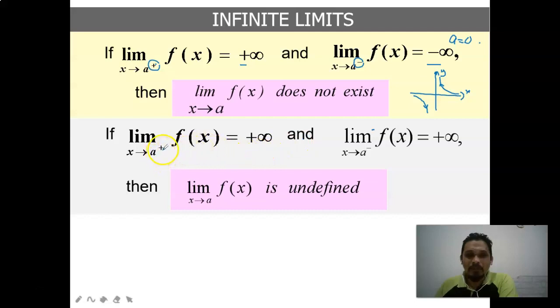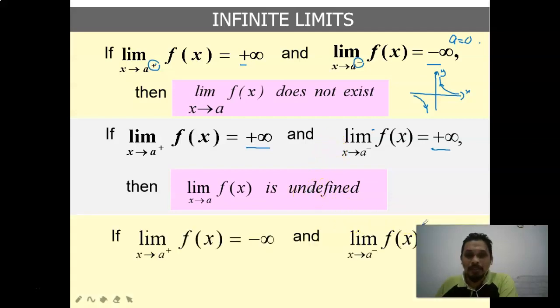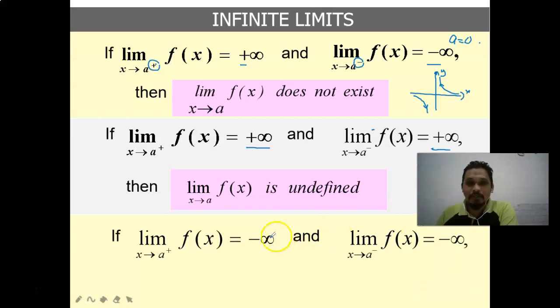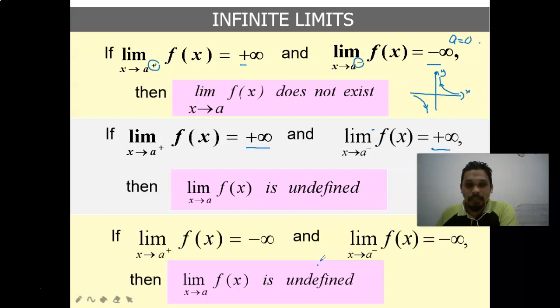When x approaches a from the right and the left, and both go in the same direction, approaching positive infinity just like the previous example, then the limit is undefined. And also when x approaches a from the right side and the left side and both move in the same direction, negative infinity, moving downward, then the limit is undefined.